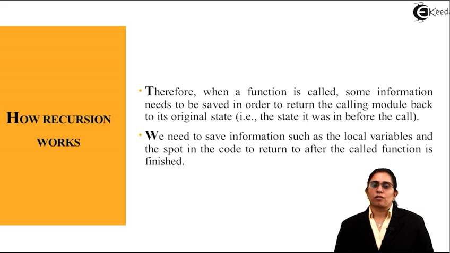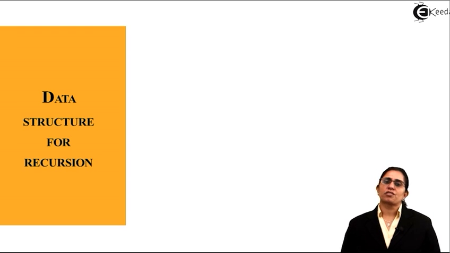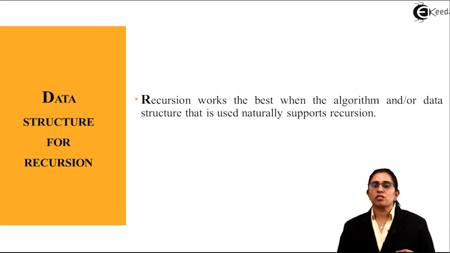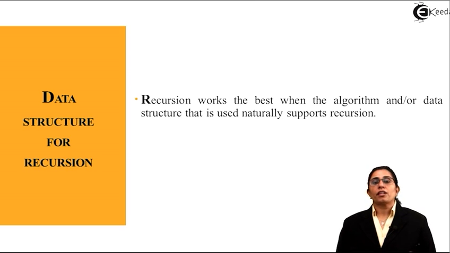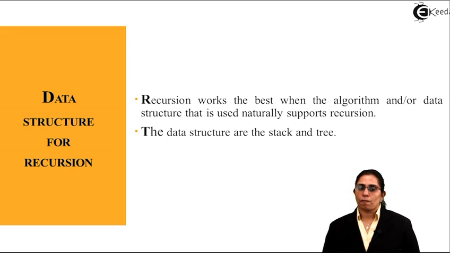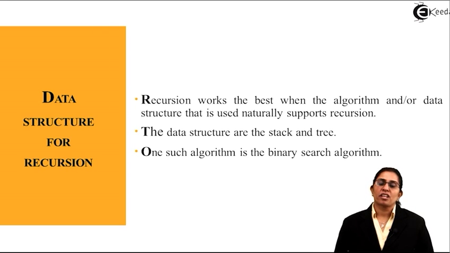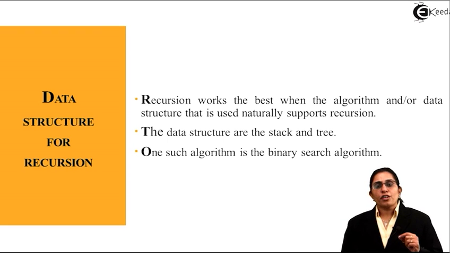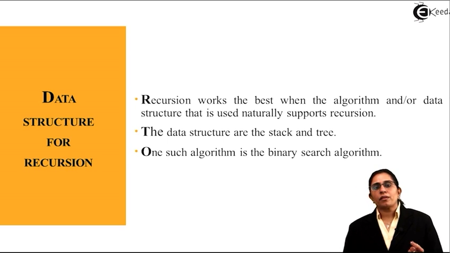Now when we are implementing recursion, there are a few data structures which are used. Now what are data structures? These are programming strategies which are defined to design and analyze your algorithms. Recursion works best when the algorithms and data structures support recursion. There are two major data structures which support recursion: stacks and trees. And one such algorithm which is implemented using recursion is the binary search algorithm. We will implement this binary search algorithm in the next few sessions when we study the depth and implementation of the binary search algorithm.